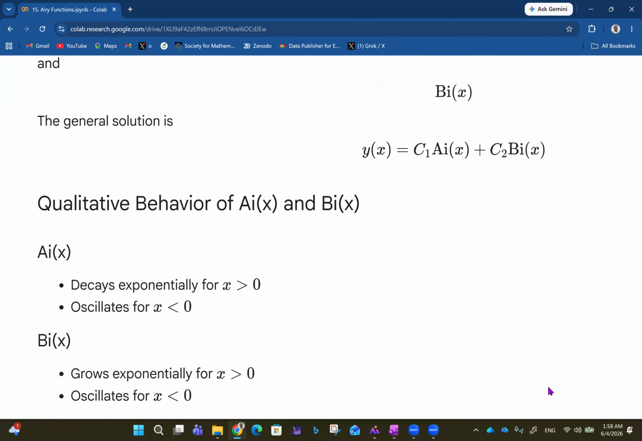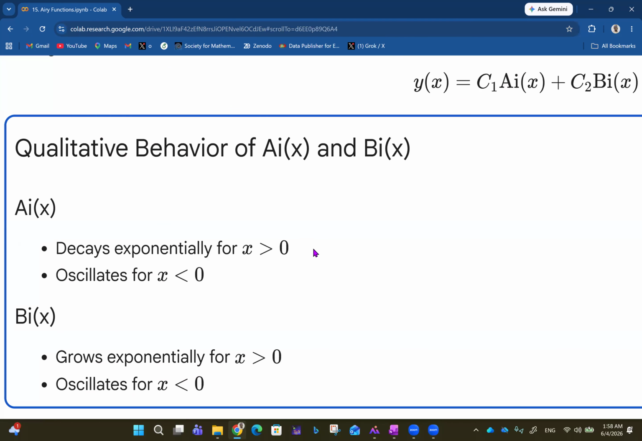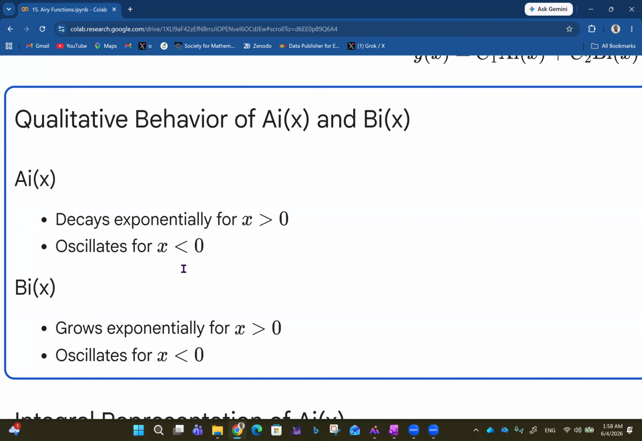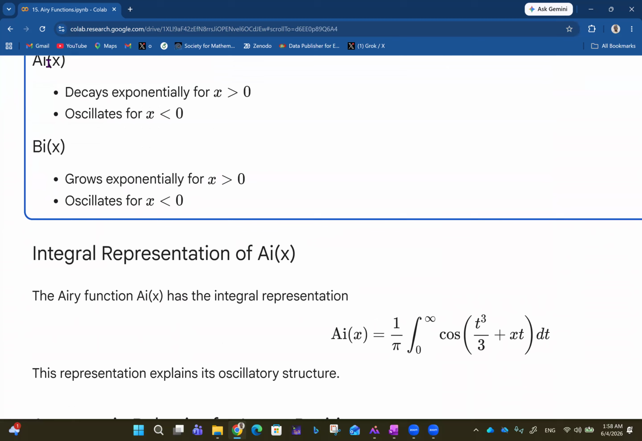So then we talk about the qualitative behavior of Ai(x) and Bi(x). Ai(x) decays exponentially for x greater than 0 and it oscillates for x less than 0, whereas Bi(x) grows exponentially for x greater than 0 and oscillates for x less than 0. So the exponential behavior, decay is for Ai(x) and growth is for Bi(x), when x is greater than 0. But when x is less than 0, you have oscillation for both.